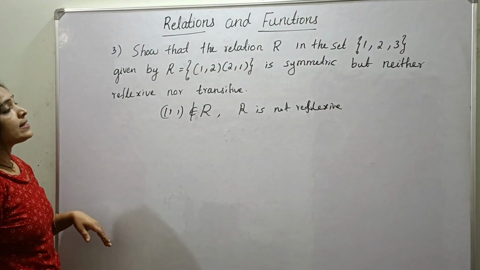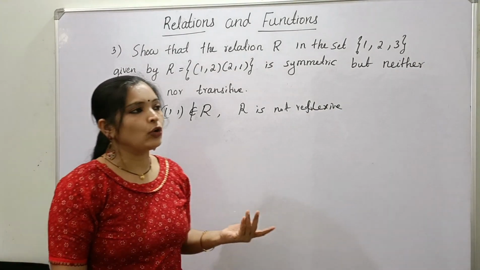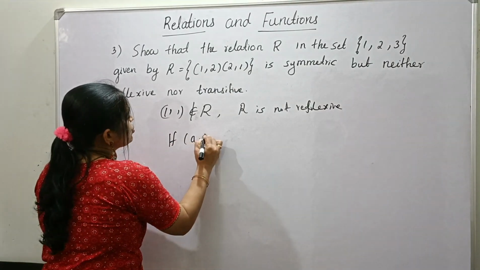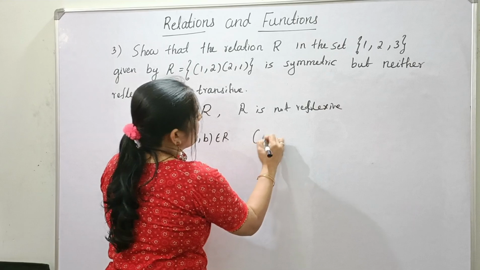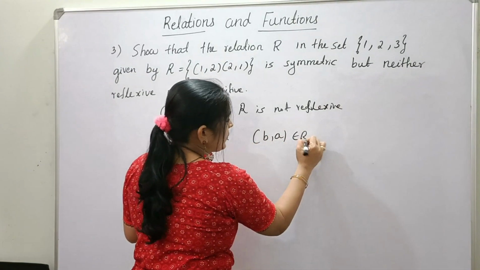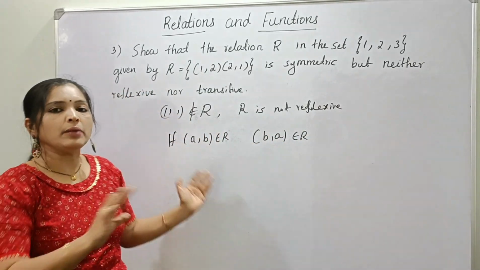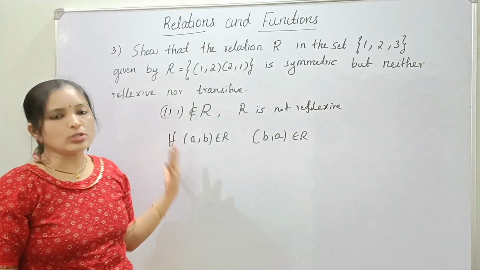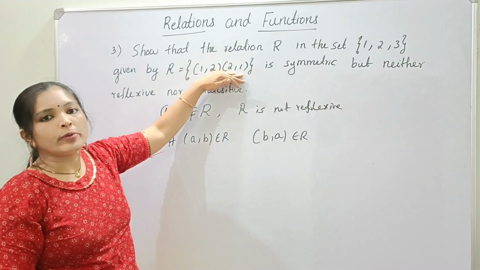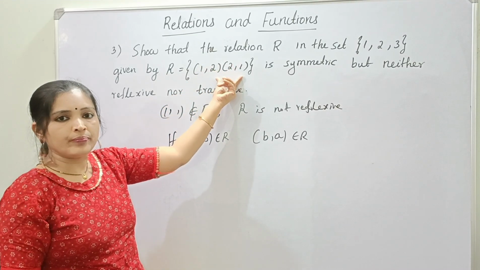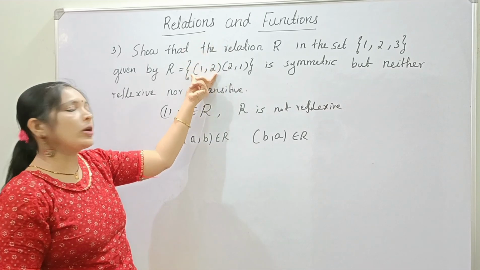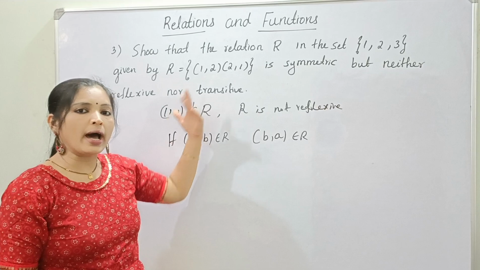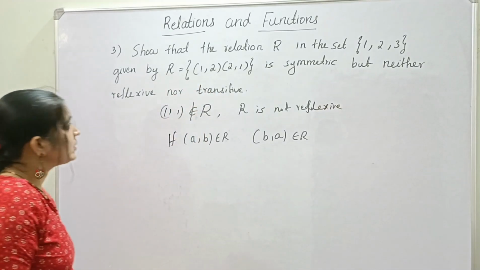Okay, and next is symmetric. Here we know the definition of symmetric: if (a,b) belongs to R, then (b,a) should be in R. Take one element (1,2). (1,2) belongs to R, and (2,1) also belongs to R. Or take (2,1): (2,1) belongs to R, then (1,2) belongs to R. Therefore, this R is symmetric.